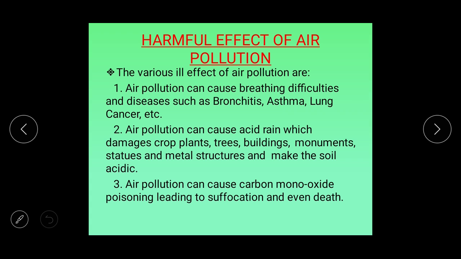Now I am coming to the harmful effects of air pollution. The various ill effects of air pollution are: number one, air pollution can cause breathing difficulties and diseases such as bronchitis, asthma, lung cancer, etc. Number two, air pollution can cause acid rain, which damages crop plants, trees, buildings, monuments, statues, and metal structures and makes the soil acidic.